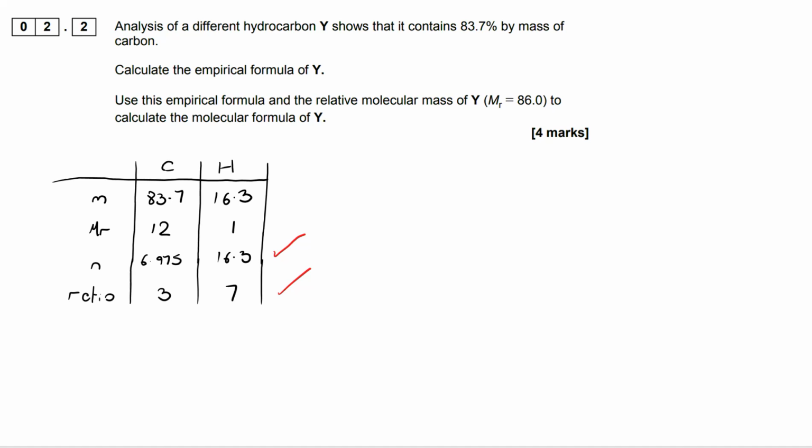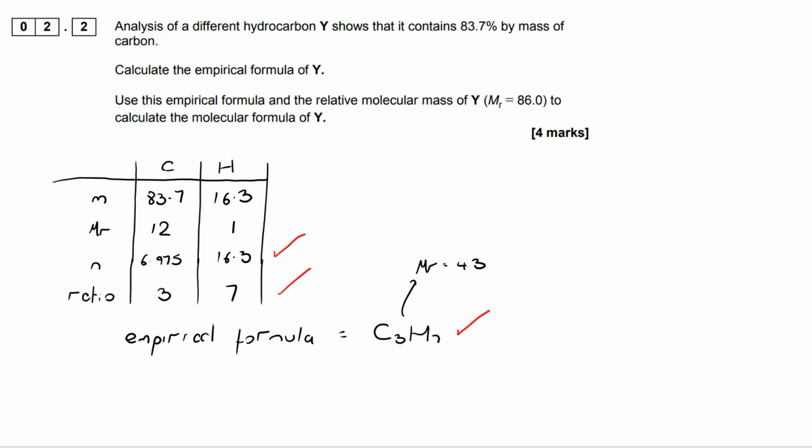I've now got to 2 marks. The third mark is really straightforward. I actually write out the empirical formula, C3H7. But we also want to know the molecular formula of Y. Now, we're told the molecular mass is 86.